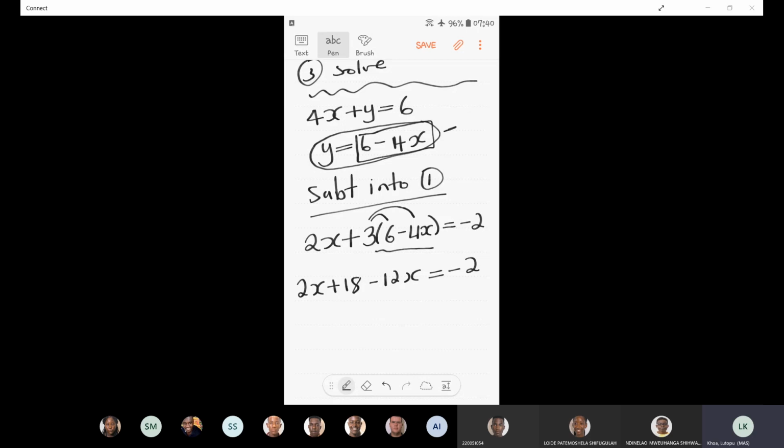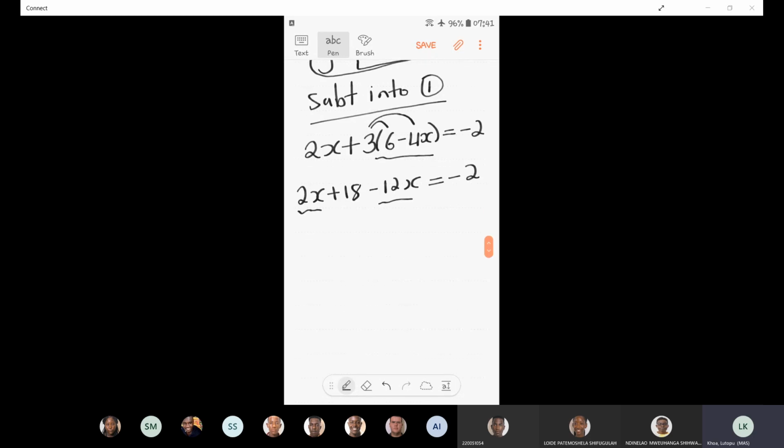Okay, then as usual, everything with x on one side, everything without x on the other side. And these 2x and minus 12x, we can combine them. And then when we combine them, we get minus 10x. And this is equal to minus 2 minus 18. This is equal to minus 20. Okay, so I subtract 18 on both sides, and then I combined the 2x and the minus 12x.